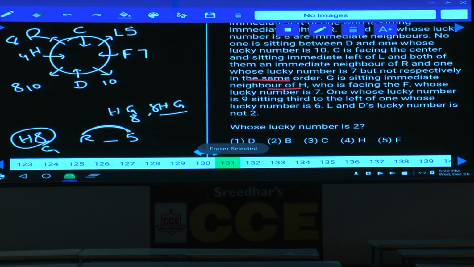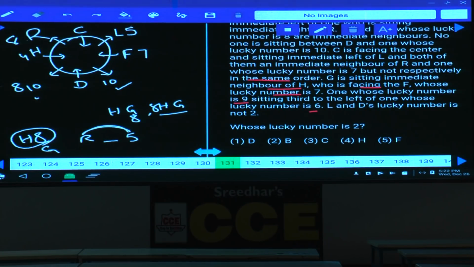And already 10 is here, because 10 is an immediate neighbor of each. Who is facing F? F's lucky number is 7. One whose lucky number is 9 is seated third to the left of the one whose lucky number is 6.